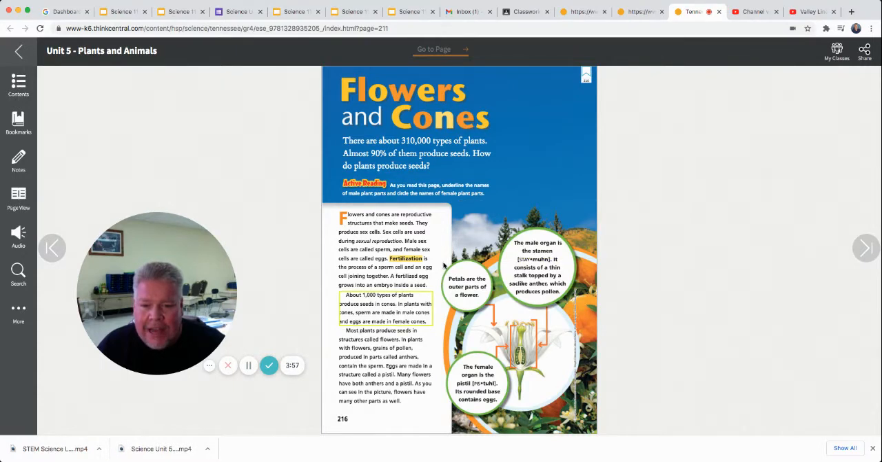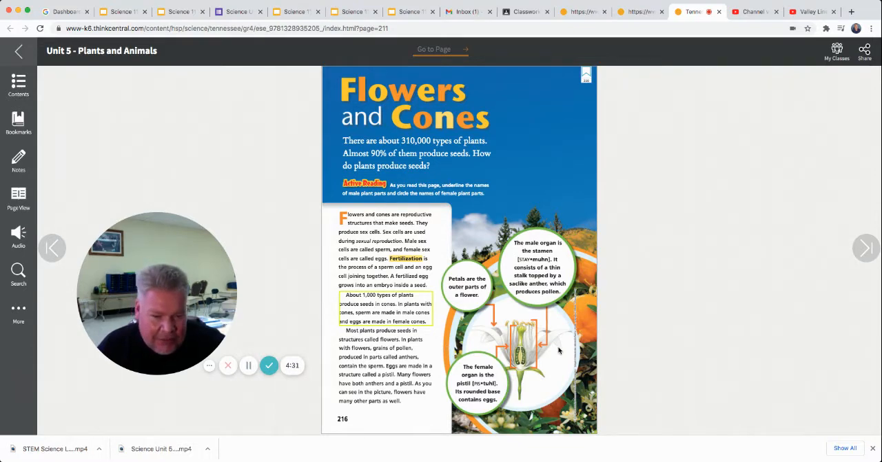About 1,000 types of plants produce seeds in cones. In plants with cones, sperm are made in the male cones and eggs are made in the female cones. Most plants produce seeds in structures called flowers. In plants with flowers, grains of pollen produced in parts called anthers contain the sperm. Eggs are made in a structure called a pistil. Not the type that you shoot a gun with, a different kind of pistil, it's spelled differently. Many flowers have both anthers and a pistil. As you can see in the picture, flowers have many other parts as well.